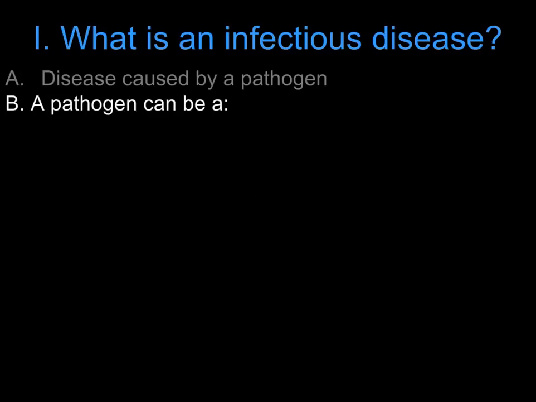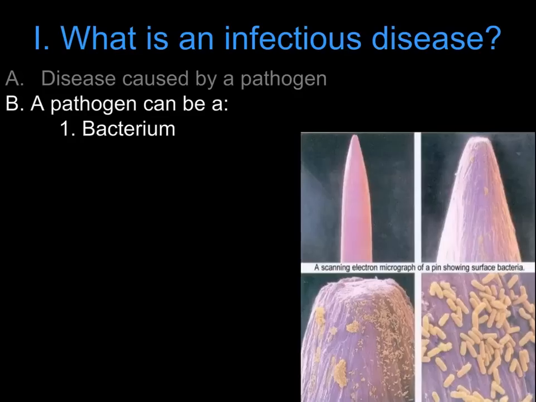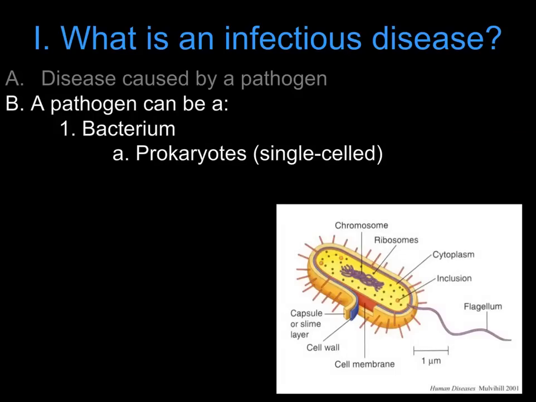Alright, so we say an infectious disease is a disease caused by a pathogen. We've talked about what a disease is. What is a pathogen? A pathogen can be a bacterium, that's the singular. Bacteria is the plural. Bacterium are prokaryotic cells, organisms that are single-celled, they're small in size, they lack a nucleus or other membrane-bound organelles. But they are cellular organisms, so they are considered living.